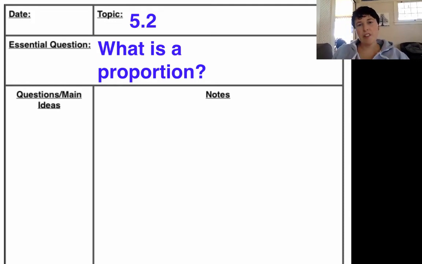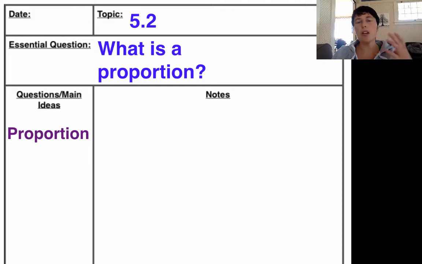Hey guys, we're doing another Chapter 5 video here for Section 2 in our textbook if you're in our class, so that'd be 5.2 for the topic. And our essential question today is, what is a proportion? A proportion is a really big idea that's very important. It's very foundational in algebra, but it's also really applicable to real life. So this is kind of getting into the basics here today.